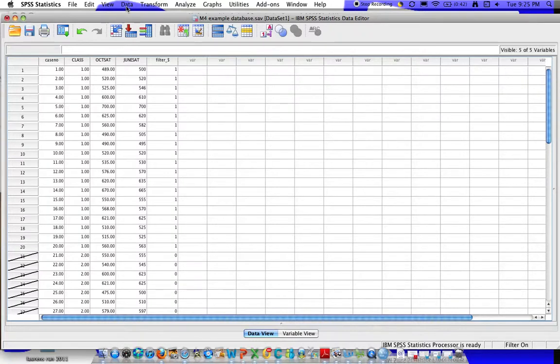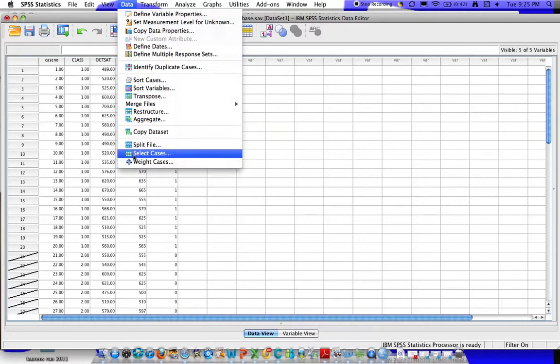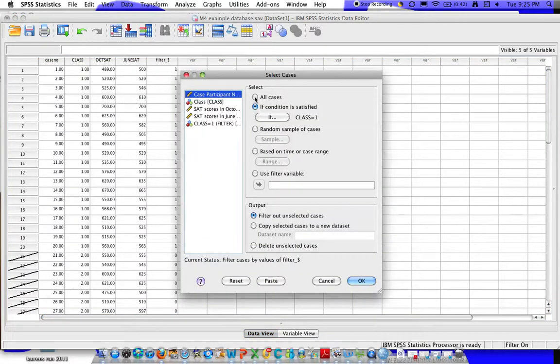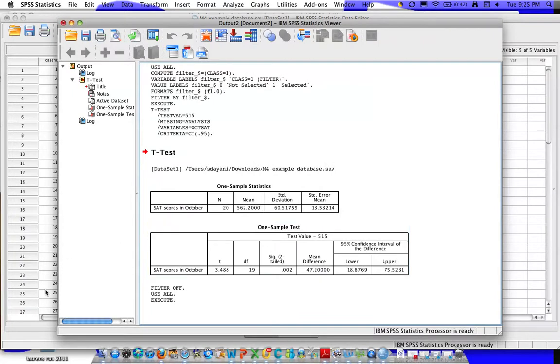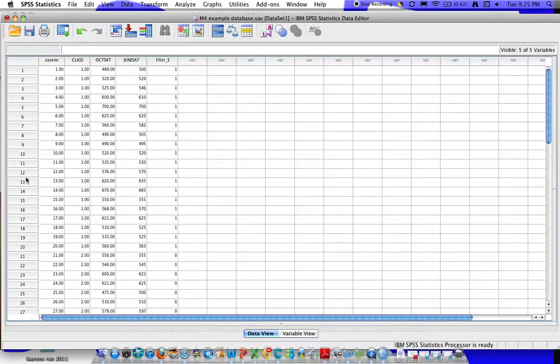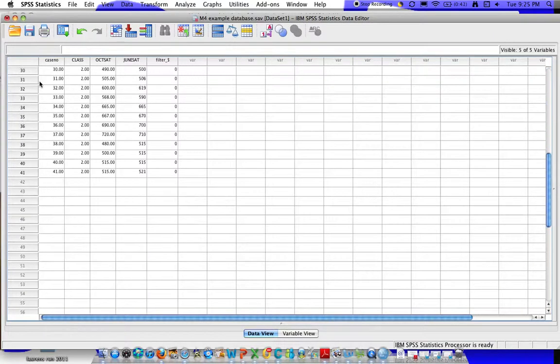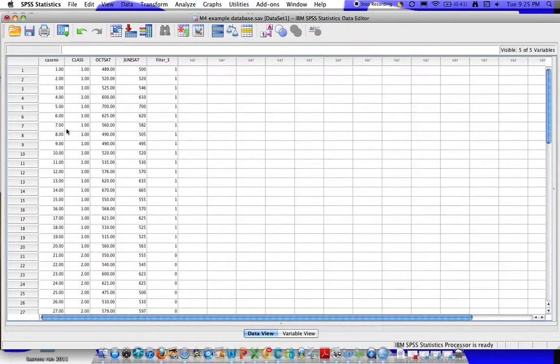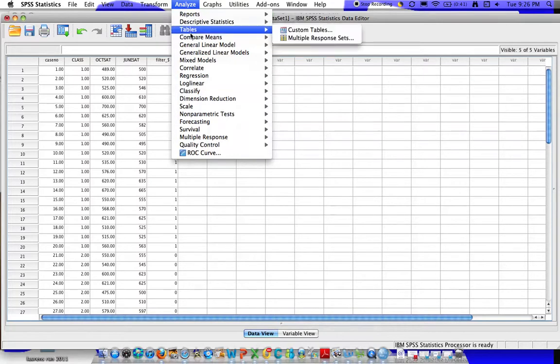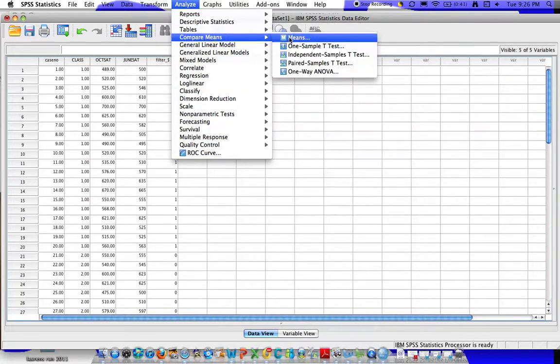So we go up again to Data, select Cases. Now you're going to switch from If Condition is Satisfied to click on All Cases and click OK. You go back to the data and you can see that now everything is included. There's no more lines. So you can go up to Analyze and click on it. Go down to Compare Means. Go over to where it says Independent Sample t-Test and click.